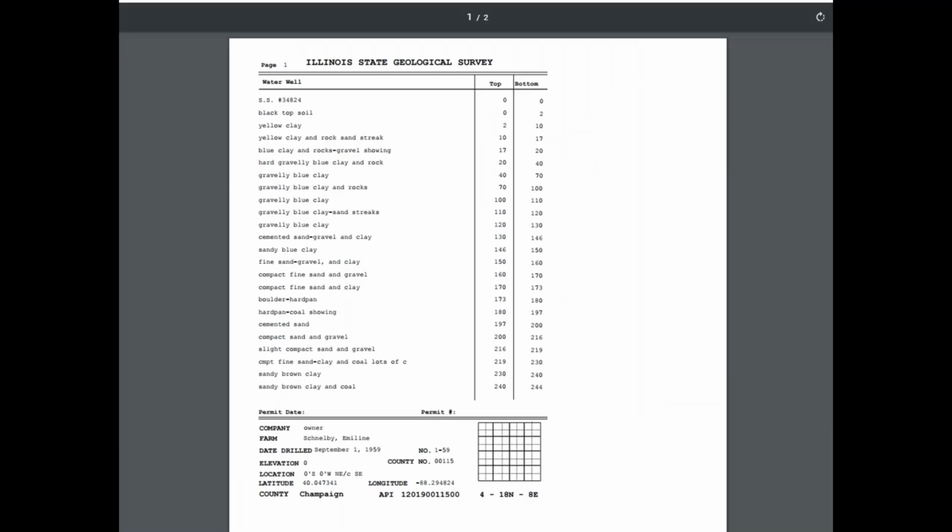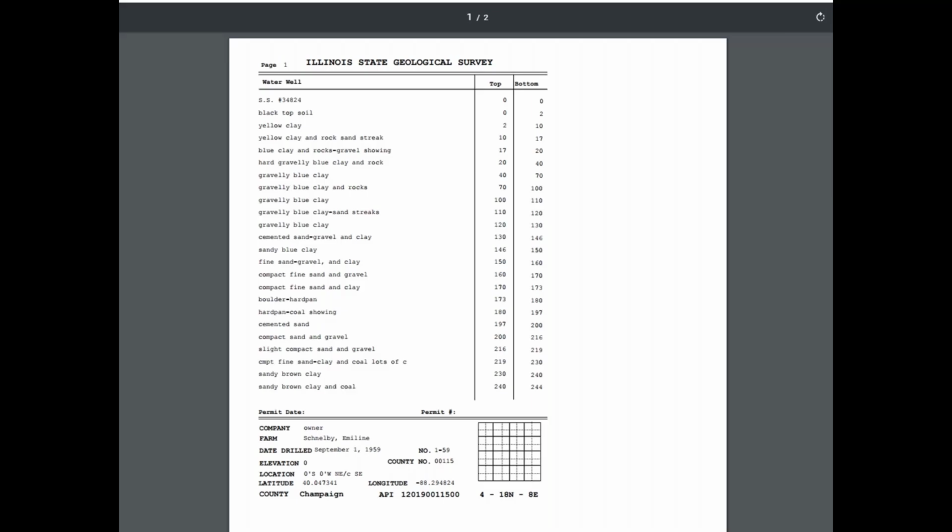Now, this is a generated log. This isn't the actual well log in this case. So the Geo Survey has entered all of this geology into a database. They've changed some of the names to make them consistent. Every driller calls things by a different name. And so where they've had samples, sometimes they collect samples as they drill, and they'll give those to the Geologic Survey, and they'll review those and then name this with a standard nomenclature, if you will. But this is a well from 1959. It tells you the location.